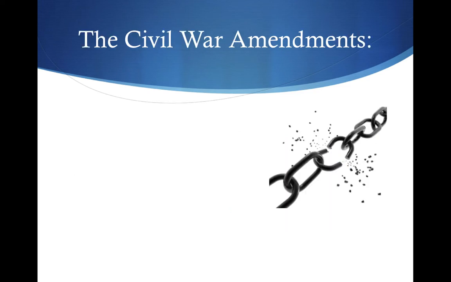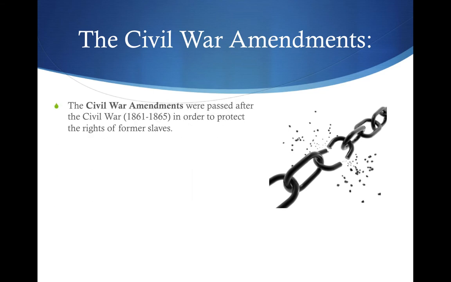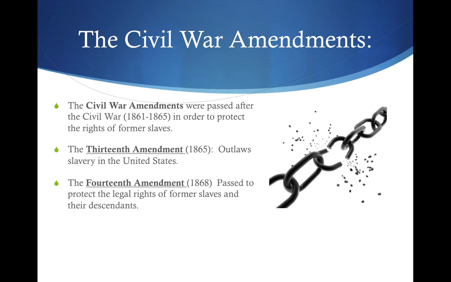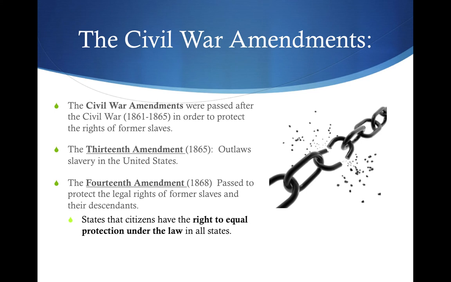The Civil War Amendments. The Civil War amendments were passed after the Civil War, 1861 to 1865, in order to protect the rights of former slaves. The 13th Amendment, in 1865, outlaws slavery in the United States. The 14th Amendment, passed in 1868, protects the legal rights of former slaves and their descendants. It states that citizens have the right to equal protection under the law in all states. And the law continues to protect the rights of citizens today.